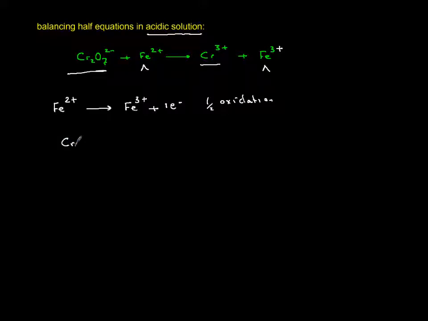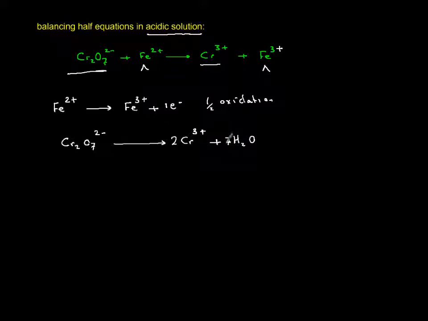So we put Cr2O7 2 minus versus chromium 3 plus. The first is number of atoms. You see 2 chromium here, so I'm going to put coefficient of 2. The second thing I need to do is make sure oxygens are balanced. The side that you're missing oxygen, you need to add H2O. Every 1 molecule of H2O provides 1 atom of oxygen. You need 7 oxygen, so put coefficient of 7.